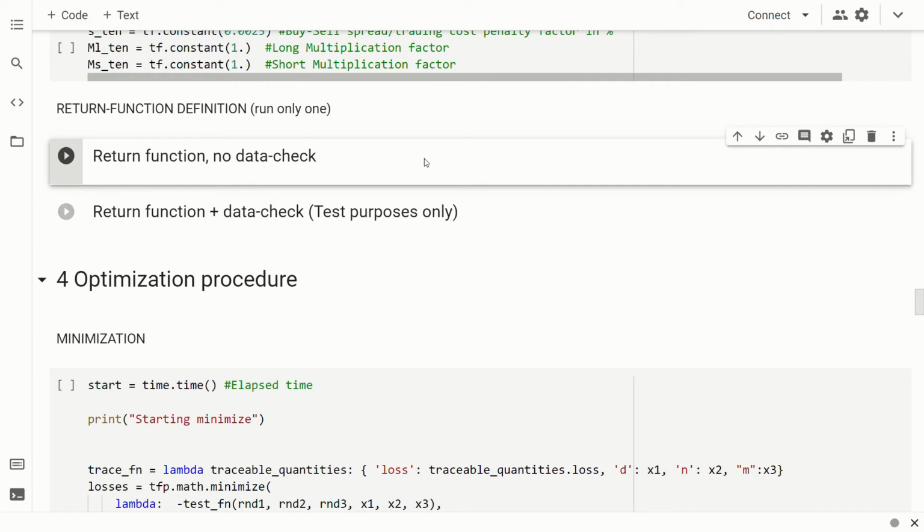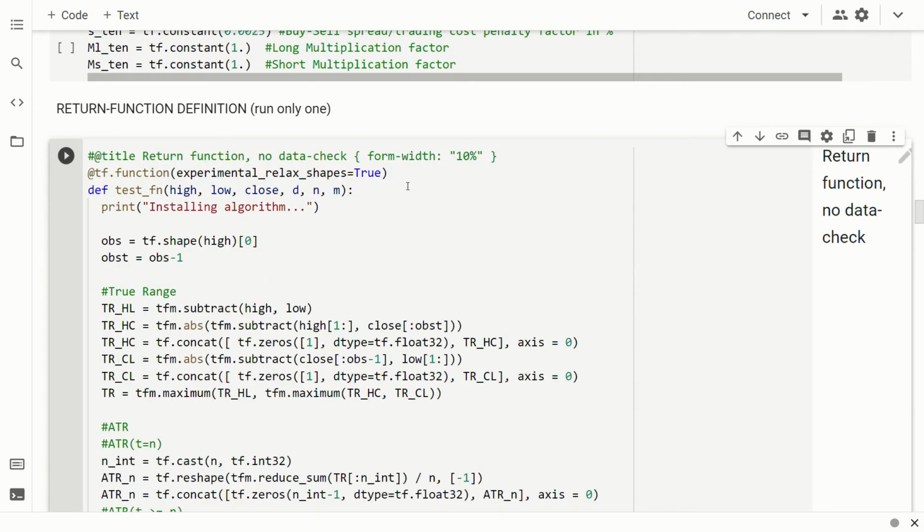At the beginning, run the first one. The second is to test the results. So I'm gonna open this function. This function is a very long function. Not going through every detail, but have a look at this.